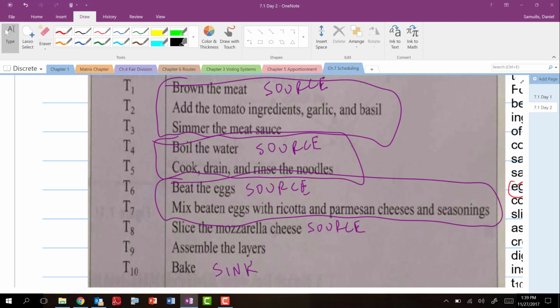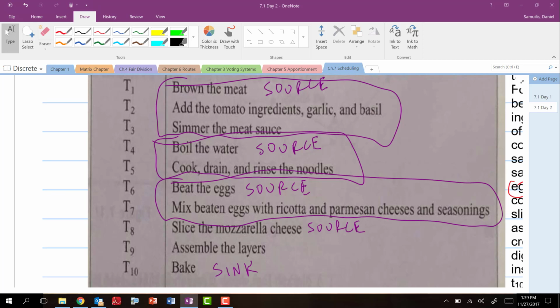How am I supposed to know how this all groups up? First of all, I got to read them. Then second of all, okay, after reading them, brown the meat, add the tomato ingredients, garlic, and basil, then simmer the meat sauce. Oh, this all has to do with getting the meat sauce for the lasagna. So these are all tied together, with browning the meat being the source. I'd have to start that because then I add ingredients after I brown the meat. Usually brown and drain the meat, if you ever seen anyone cook. You want to drain the meat before you start adding other things. Less fat.